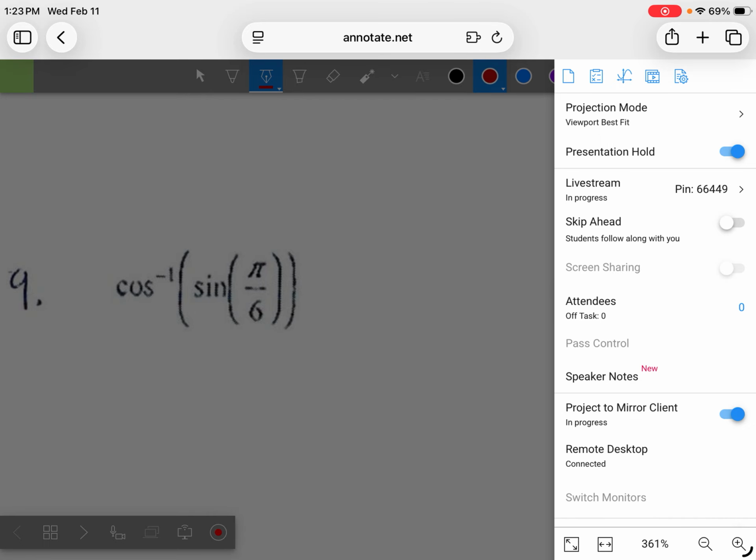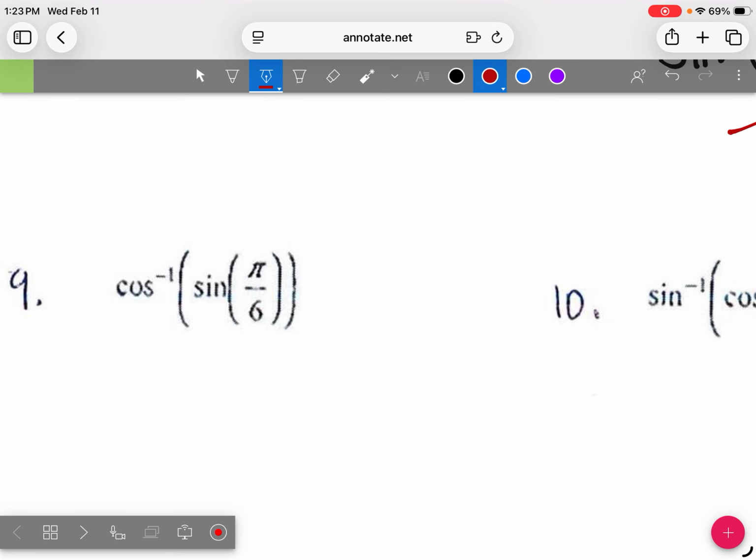Okay, so now we're going to look at what is the sine of pi over 6. So the sine of pi over 6 would be what? 1/2. So now you're going to look at your unit circle in quadrants 1 or 2. What angle has a cosine value of 1/2? Pi over 3.